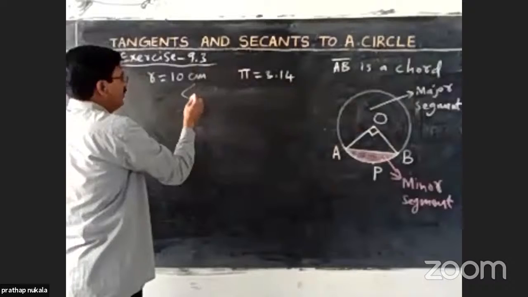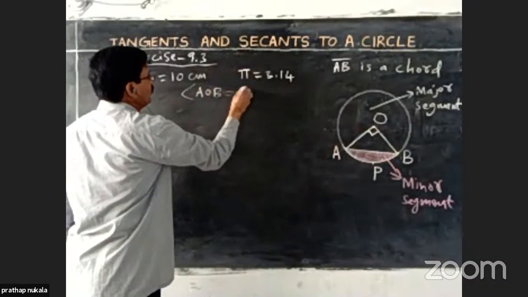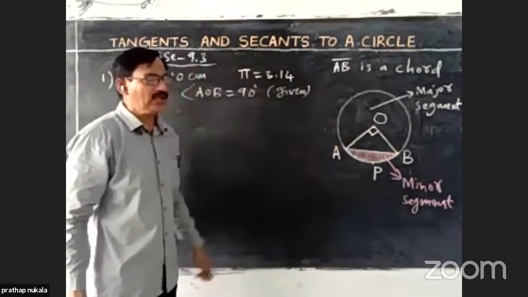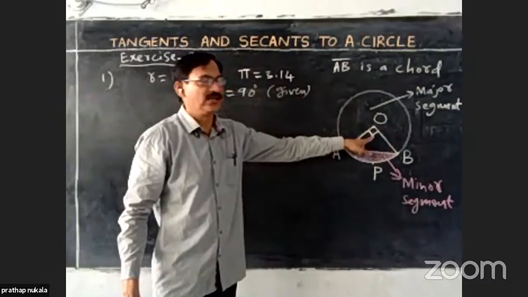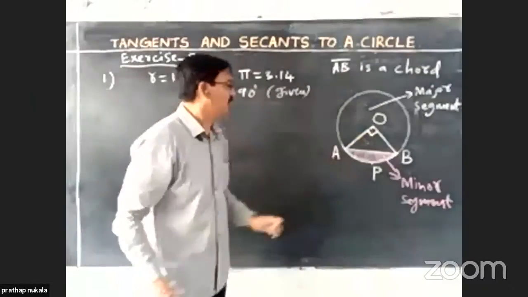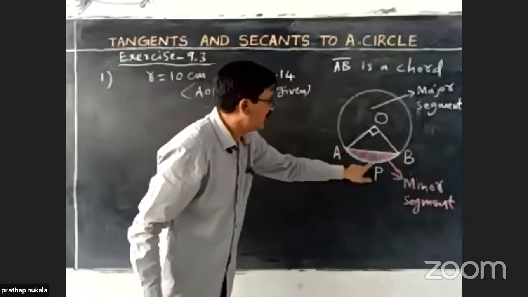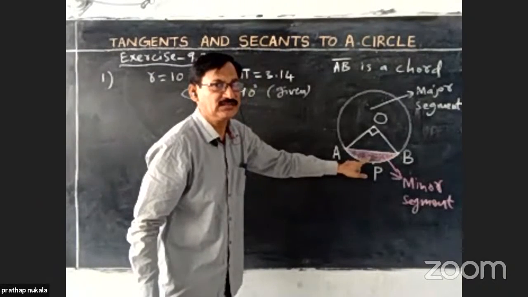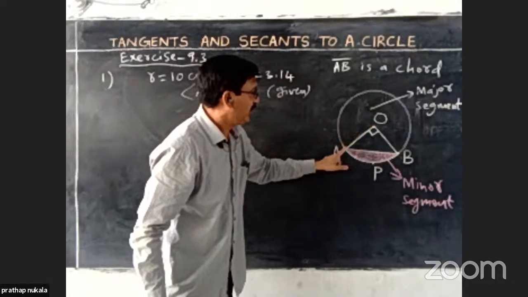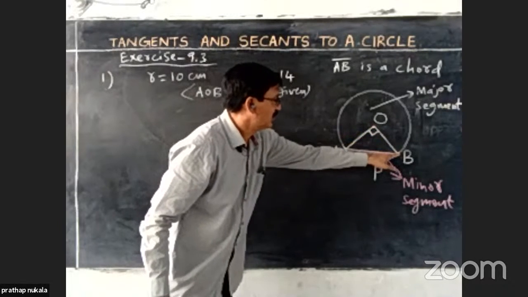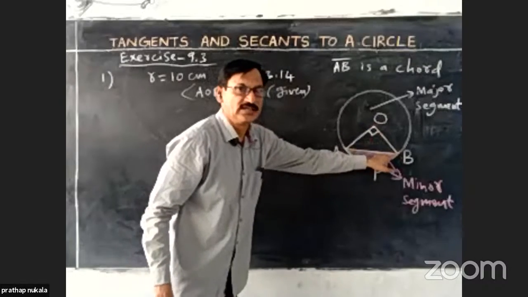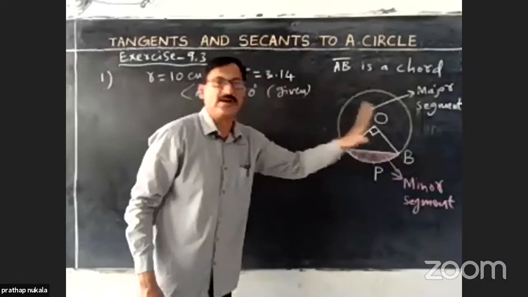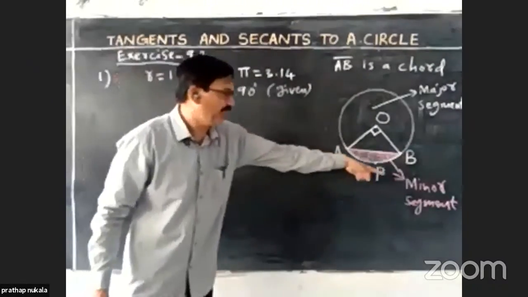Angle AOB equal to 90 degrees. This is given in the problem. The chord subtends an angle at the center of 90 degrees, perpendicular. Now first we have to find the area of the sector. Then we will get the area of the minor segment. If the area of triangle AOB is subtracted from the total area of the sector, we will get the area of the minor segment.